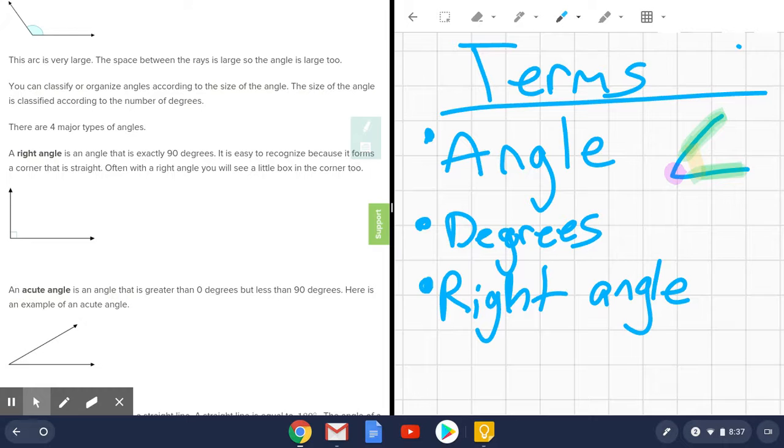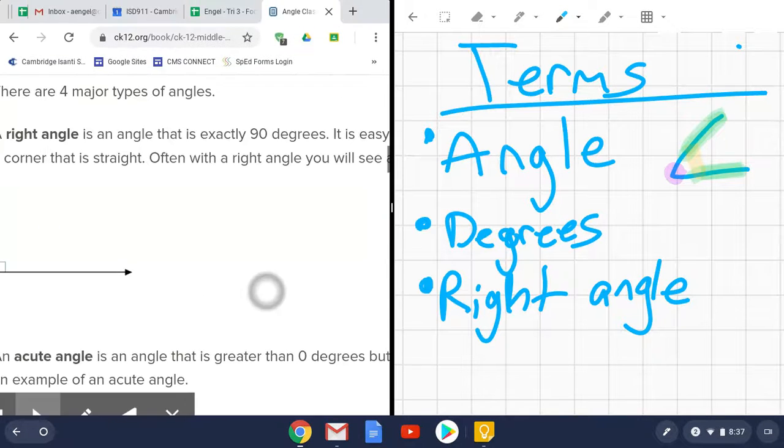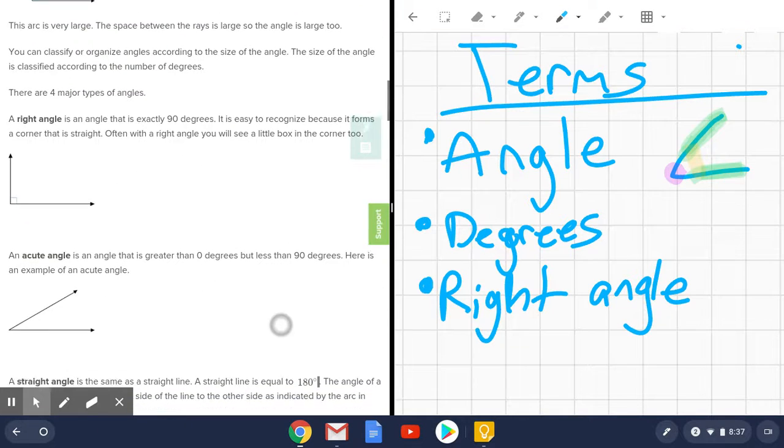When you write your definition of a right angle, make sure that you also write or draw what a right angle looks like. And it looks just like this. So pause the video now if you need to catch up on any of our definitions, and then we're going to continue.